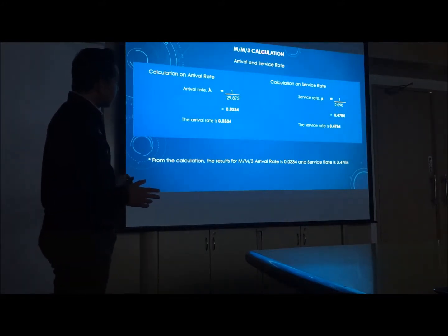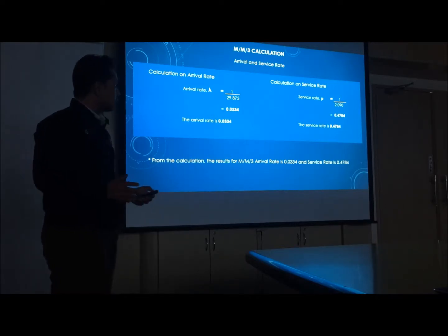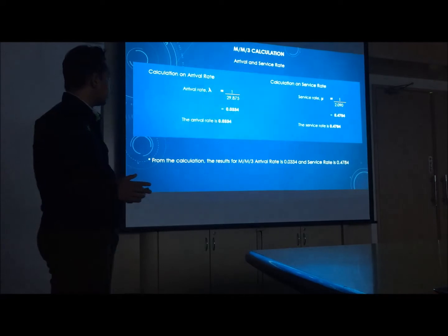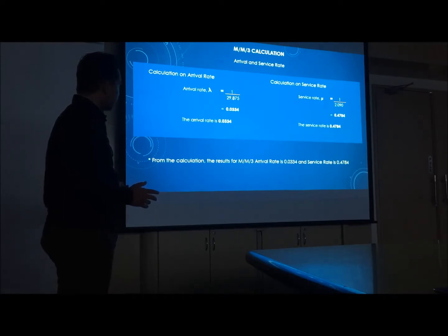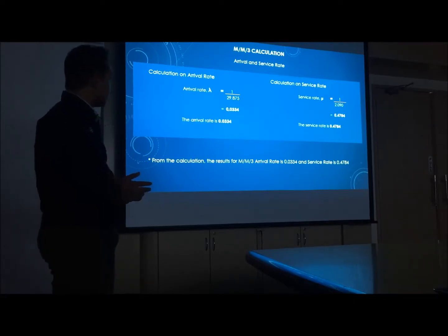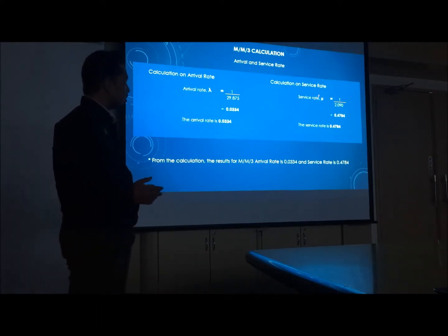Okay. This is the M/M/3 calculation to find the arrival rate and service rate. For the arrival rate, the calculation is 1 divided by 25.875, which is the arrival time we get from the previous data. The value we get is 0.0334, so the arrival rate for this is 0.0334. And this is the calculation on service rate for the M/M/3.